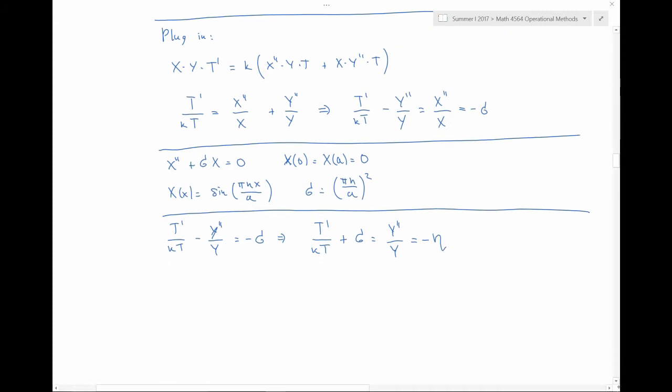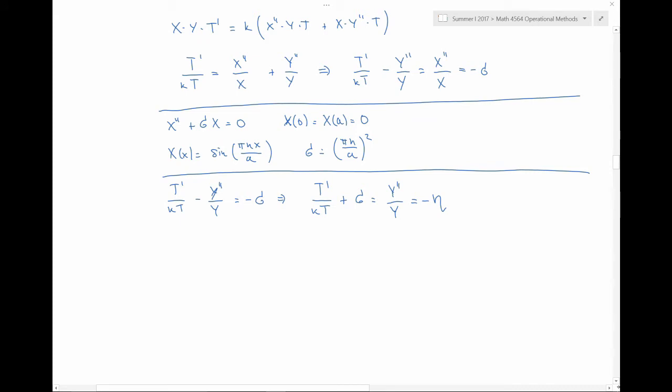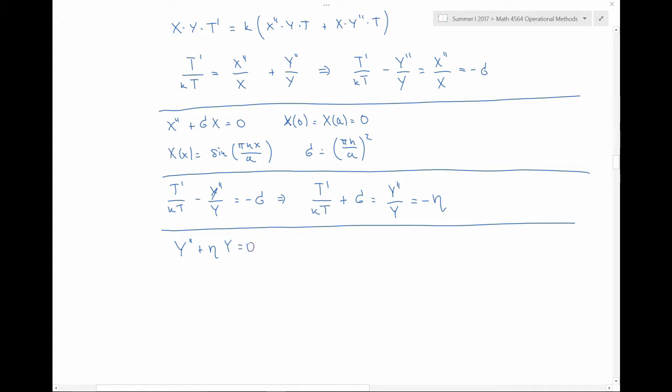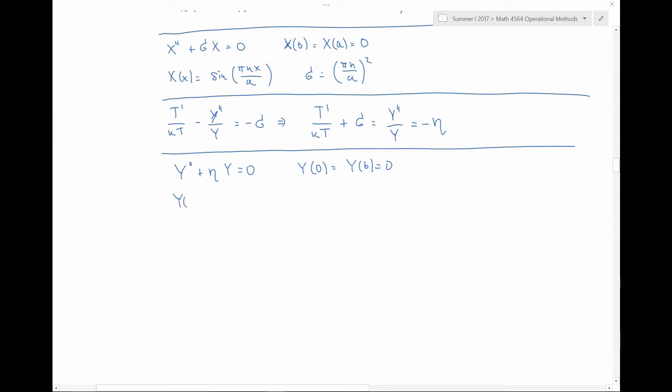Eta is yet another Greek variable. There's a tradition of using Greek variables for this kind of thing, and I'm going to stick to that tradition. This gives us an equation for y. Y double prime plus eta y should be 0. And again, since all sides of this rectangle are clamped at 0, the boundary conditions for y also must be 0. And now the solution to this problem is going to be y of y equals sine, and in this case, let me just introduce another integer here.